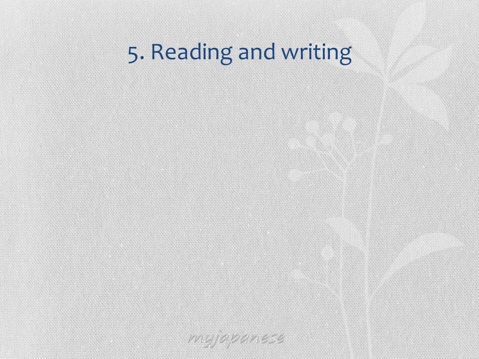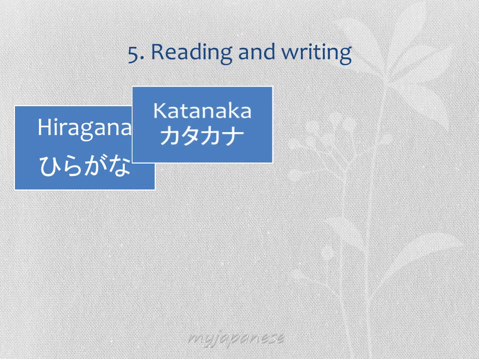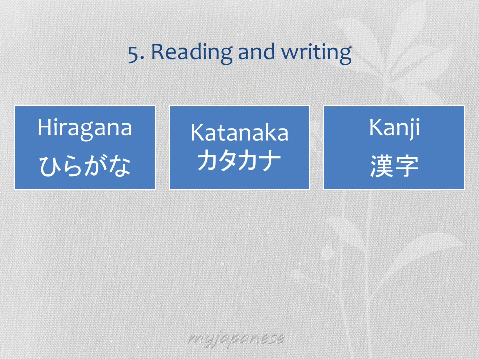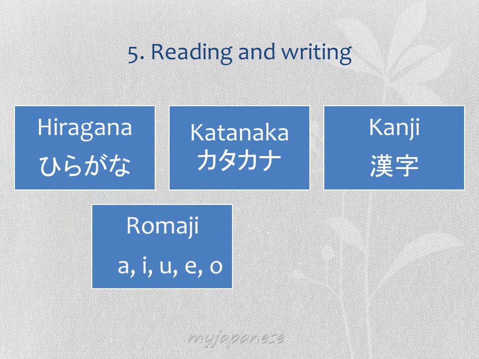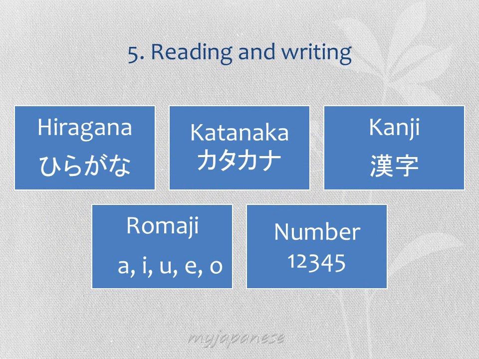Let's move to reading and writing now. This is another feature of Japanese language. Japanese is written in hiragana, katakana, kanji, romaji, and number. Hiragana and katakana are Japanese alphabet. When you read and write Japanese, you need to learn them.